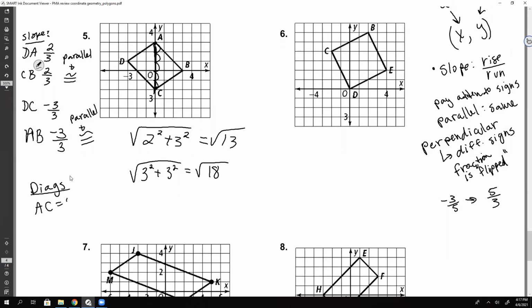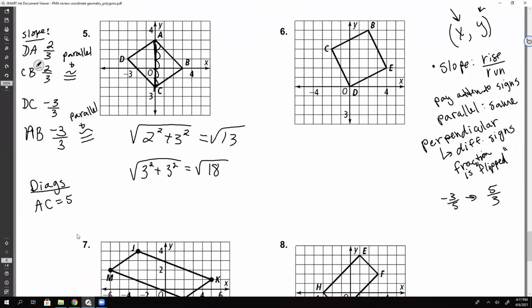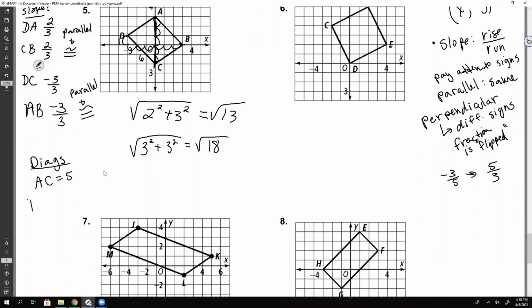So AC was 5. And then now DB, well, for DB, I have to actually do a slope triangle because they're not on the same level. So to go from D to B, I go down 1 and I go over 1, 2, 3, 4, 5, 6. So 1 and 6. So DB is the square root of 1 squared plus 6 squared. So 6 squared is 36 and 1 squared is 1. So this is the square root of 37, which is about 6 something. So 5 is not equal to 6. So my diagonals are different.